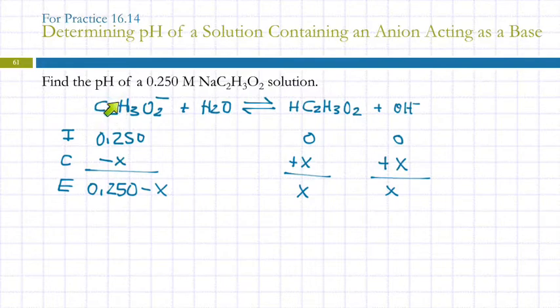Because this is a base, this is Kb. So Kb equals x squared over 0.250 minus x. But we're stuck now, aren't we? They didn't give us Kb.